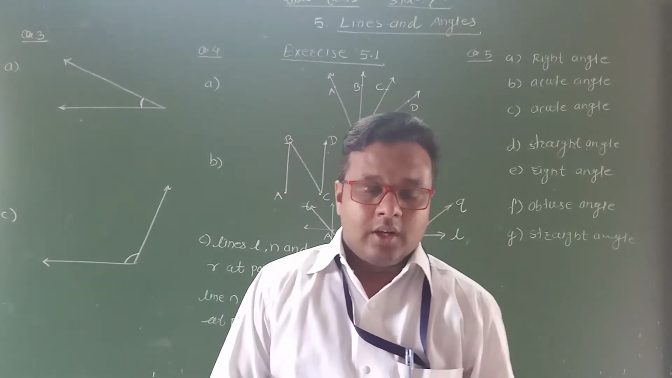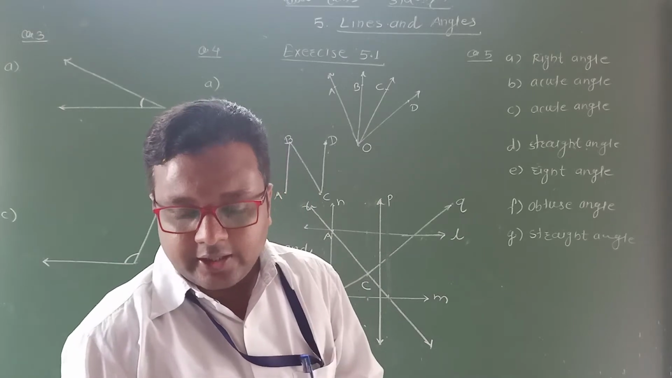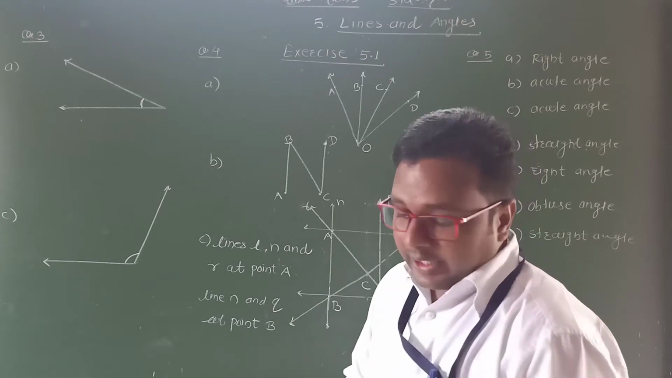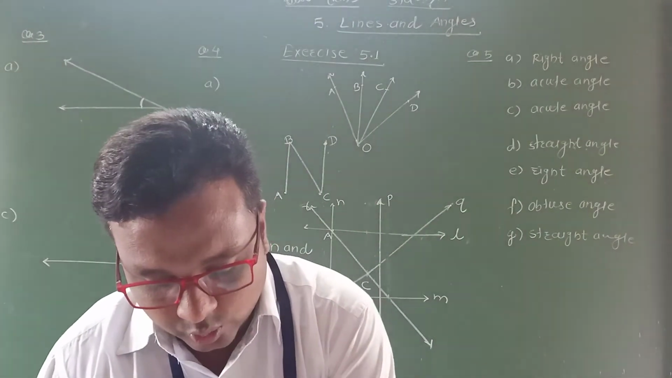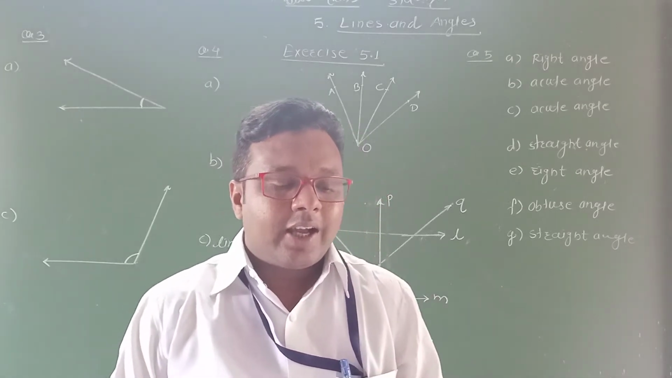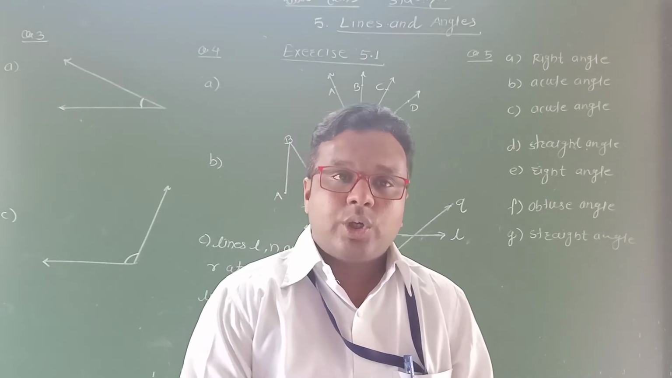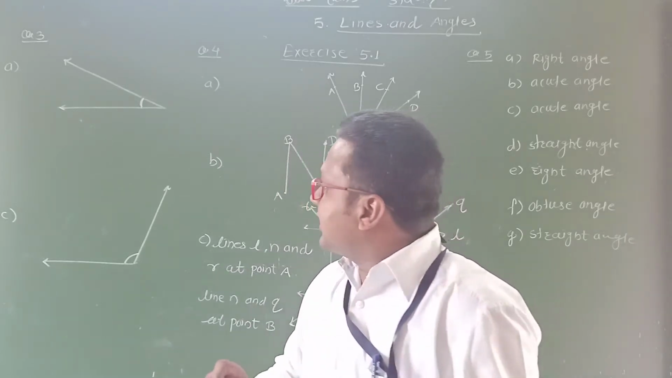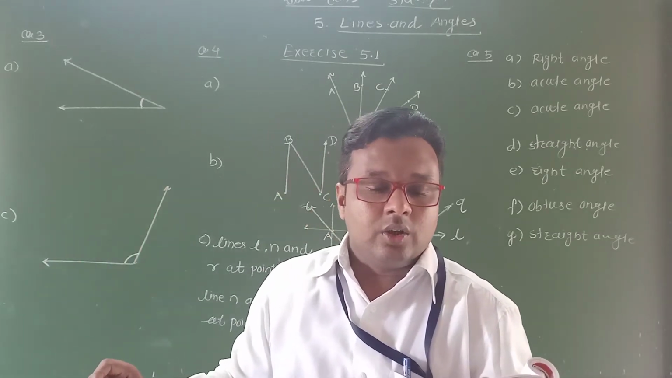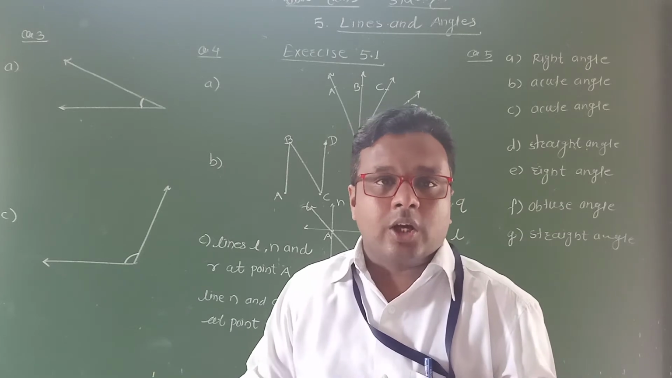Hello student, in the previous video we completed up to question number 2 from exercise 5.1. Here I take question number 3. Label the following angles and name them in different ways. First, example A, the figure is given like that. You have to name this angle in different ways and identify the type of angle also.